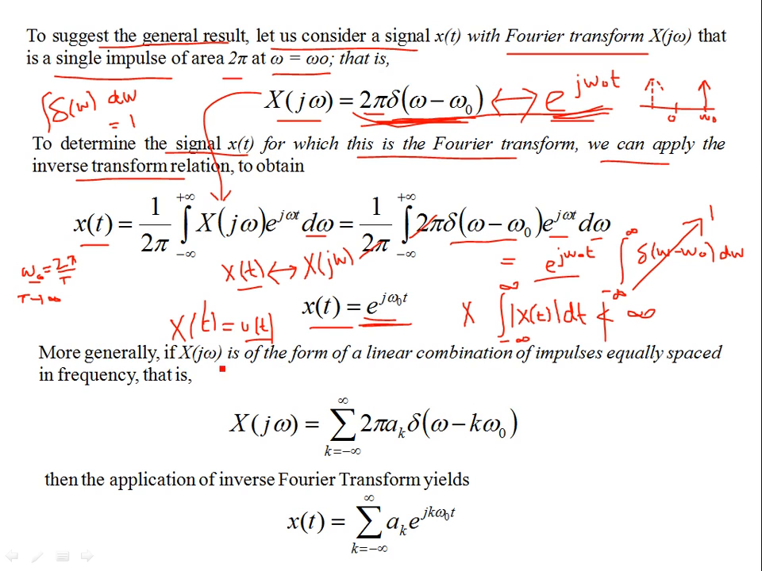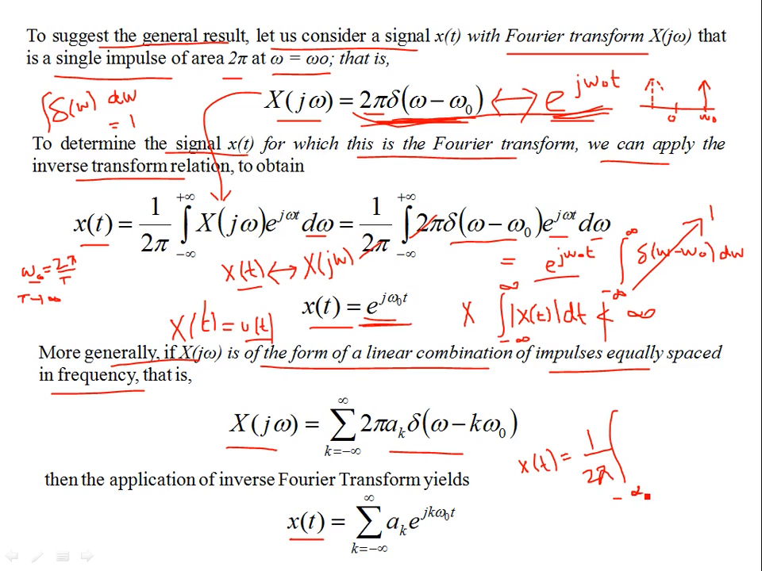Now let's get back to the same problem. More generally, what we were discussing was that if X(j omega) is of the form of a linear combination of impulses equally spaced in frequency, then we can always find its x(t) using the inverse Fourier transform relationship. Let's do that over here. Again, x(t) will be 1 over 2 pi. Then you bring this expression over here, and there will be a cancellation of 2 pi. Let's write the integration limit first, minus infinity to plus infinity, and inside, for X(j omega), I can write the summation itself.